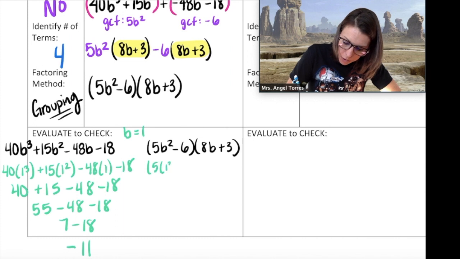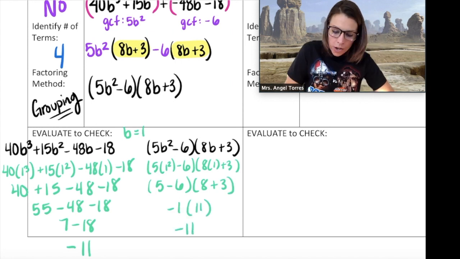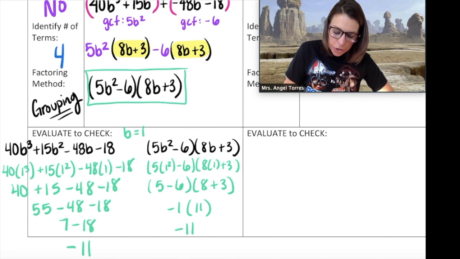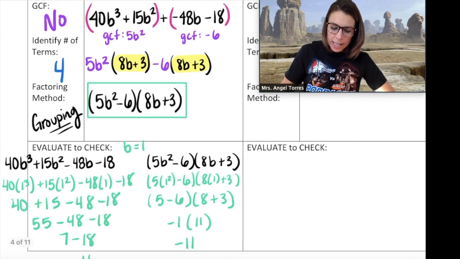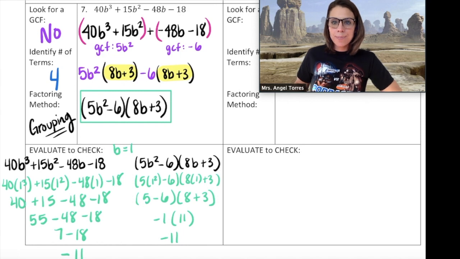5 times 1 squared minus 6 times 8 times 1 plus 3. That's 5 minus 6 times 8 plus 3. That's negative 1 times 11. And the second expression also has a value of negative 11. Which means that my factored form is equivalent to the 4-term polynomial that we started with.